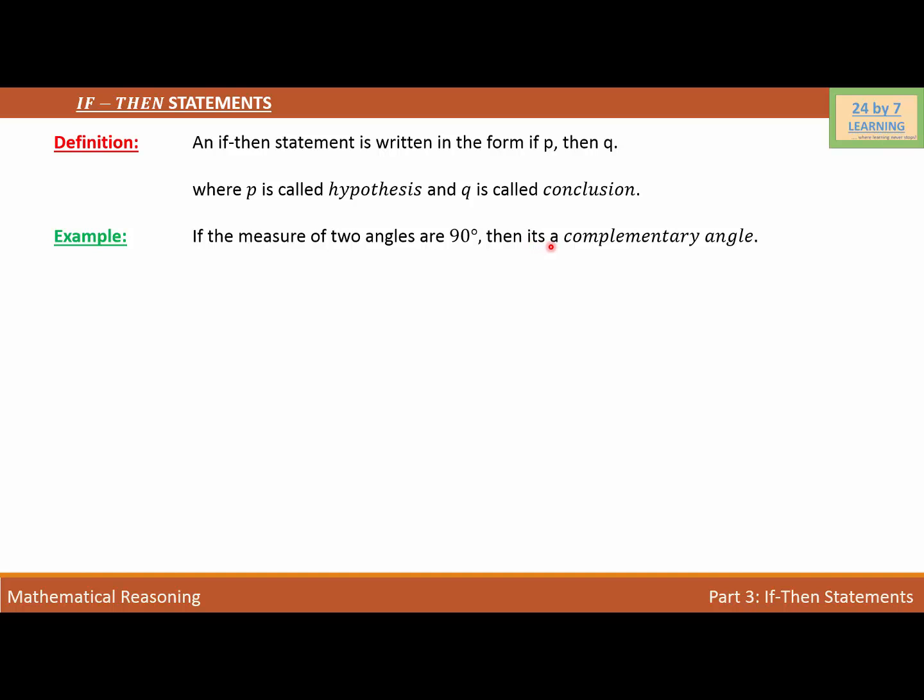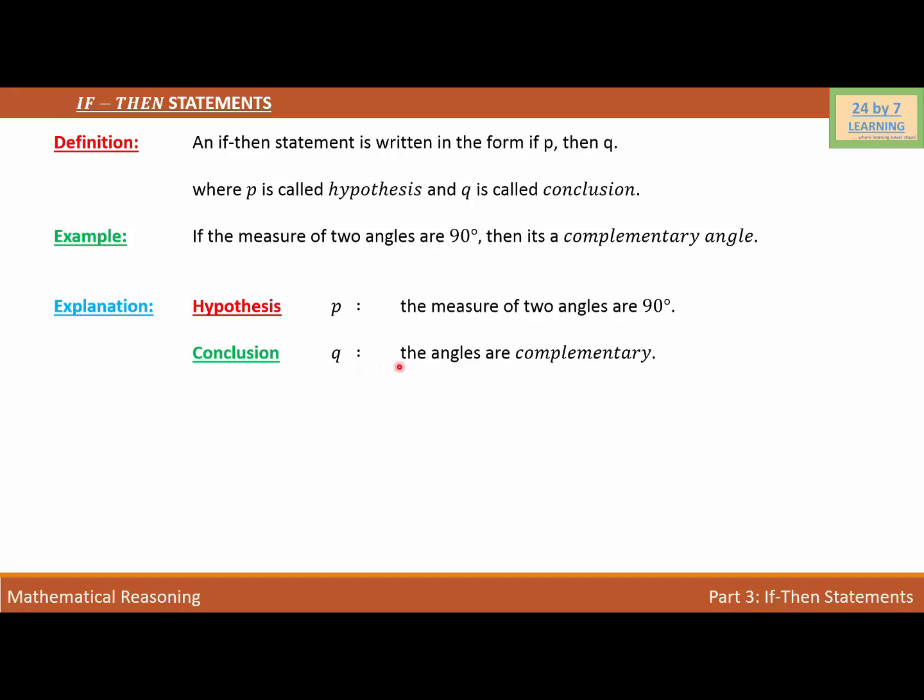So the explanation for this example is the hypothesis is P, such that the measure of two angles is 90 degrees. As you can see, this is the first part of the if-then statement. Then the conclusion is Q, such that the angles are complementary. So the second part of the if-then statement is it's a complementary angle. Basically, we are combining statements P and Q together to get this example using if and then.